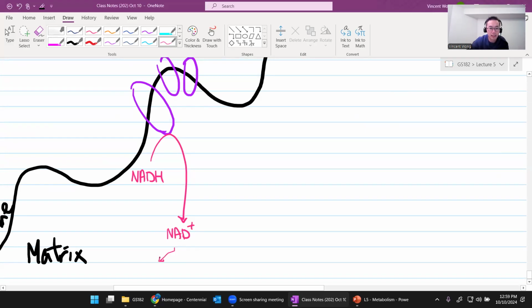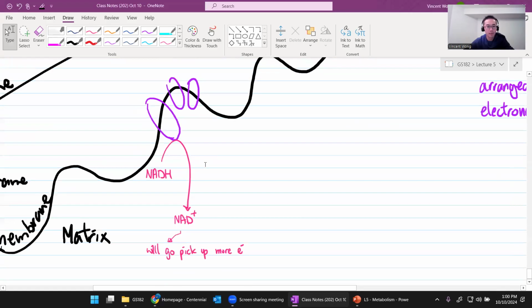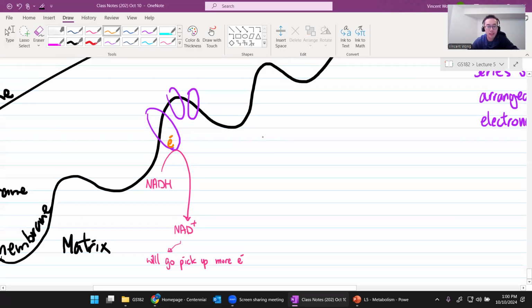Okay, and then the NAD plus will go pick up more electron. Right, it'll go back to the Krebs cycle and pick up more electron. It'll go back to pyruvate oxidation and pick up more electron, right? So that they could bring it to the electron transport chain. So there's the electron that got dropped off. It's not just one, but I'm not going to draw too many of them and create confusion.